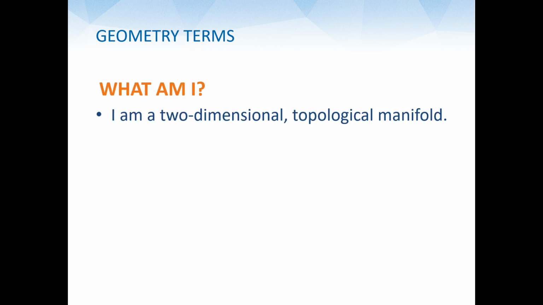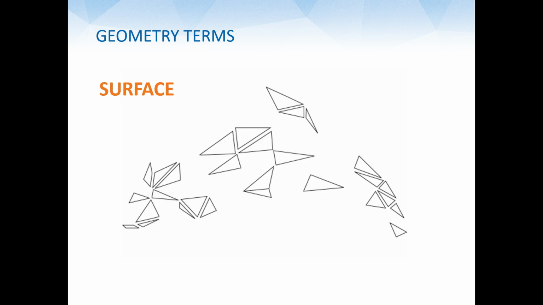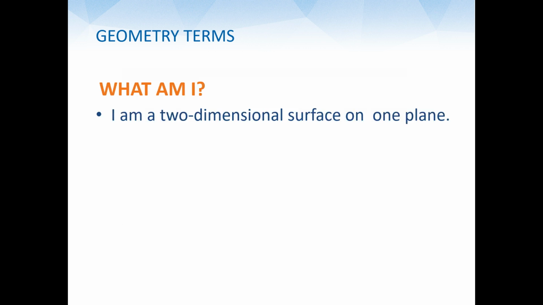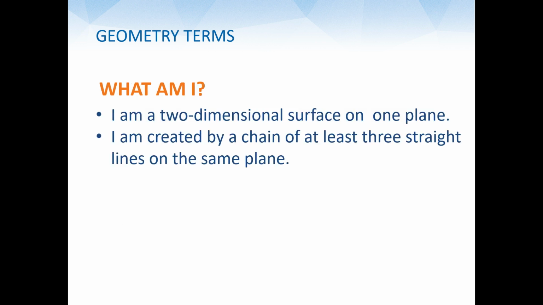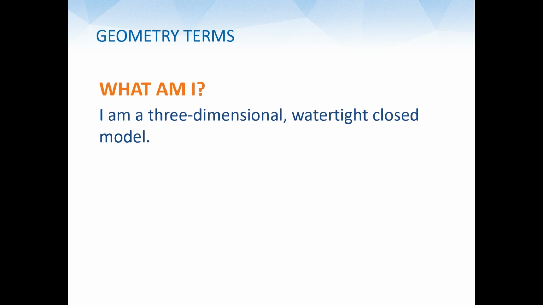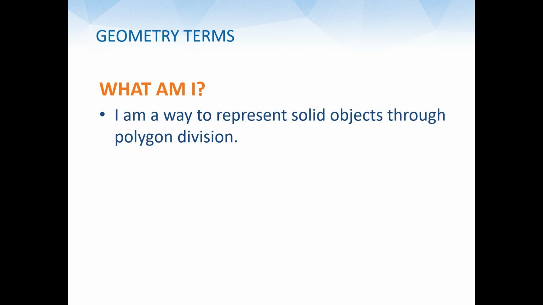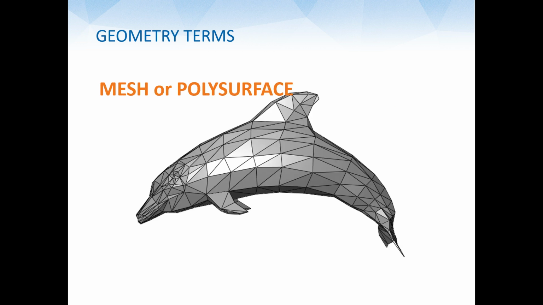and then it's a line. A two-dimensional topographical manifold has at least 3 lines defined by at least 3 points, and it's a surface. So a two-dimensional surface on one plane, created by a chain of at least 3 straight lines on the same plane, would be called a polygon. So a three-dimensional, watertight, closed model is a solid. A way to represent solid objects through polygon division is a mesh or a polysurface.